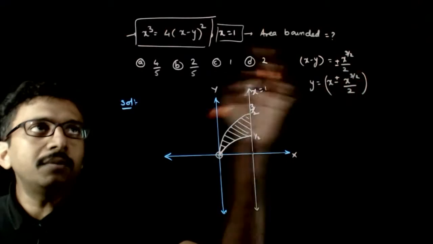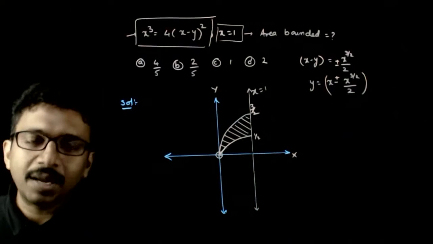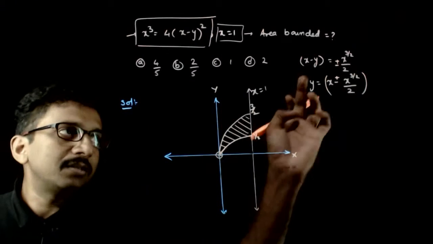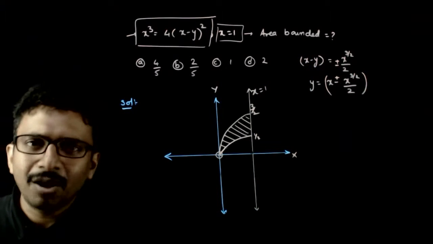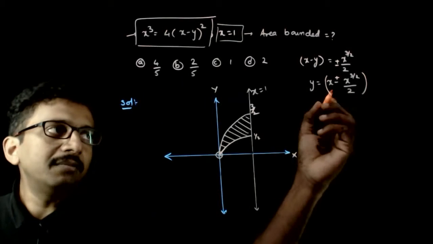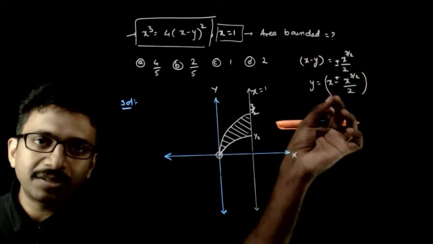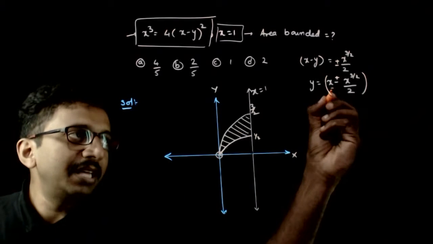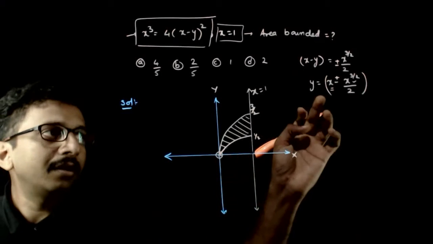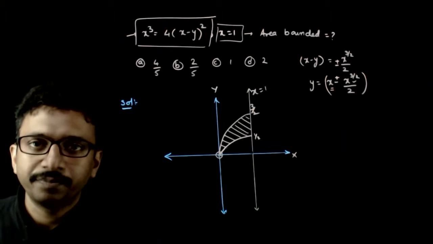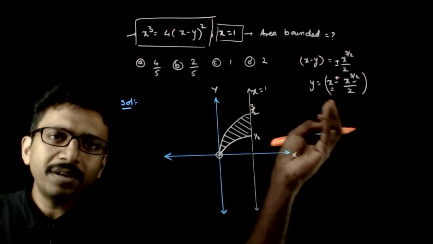So x minus y is equal to plus or minus x power 3 by 2, divided by 2. The square root can be plus or minus. So y is equal to x plus or minus x power 3 by 2 by 2. Corresponding to each x, you get two values of y: x plus x power 3 by 2 by 2, or x minus x power 3 by 2 by 2.